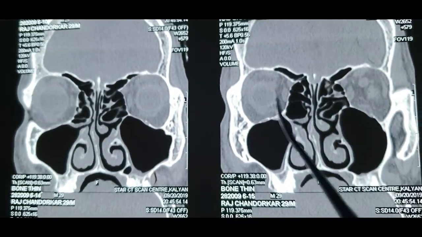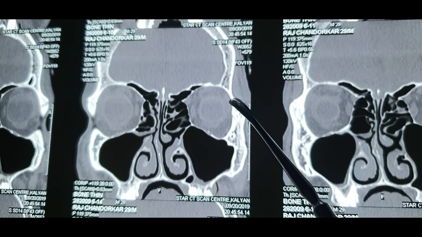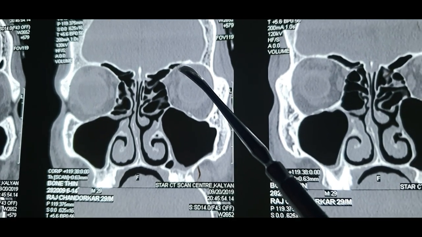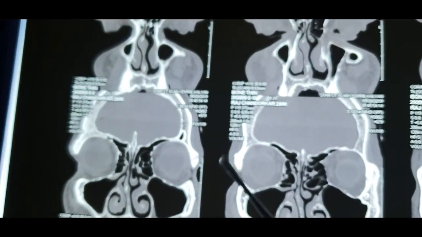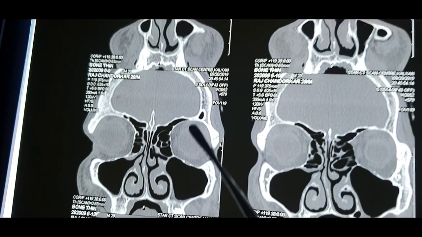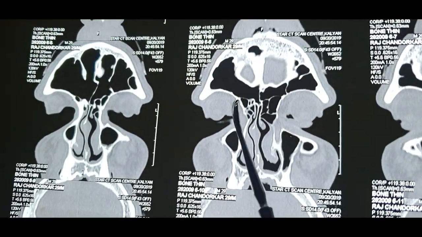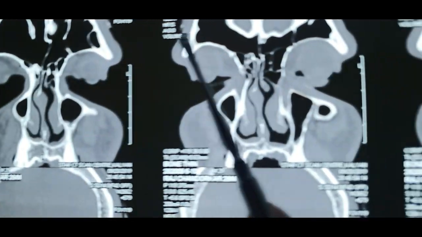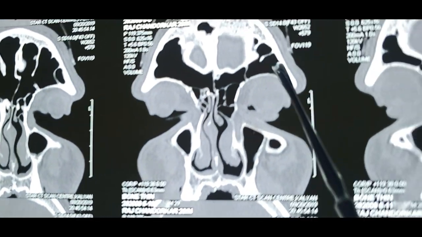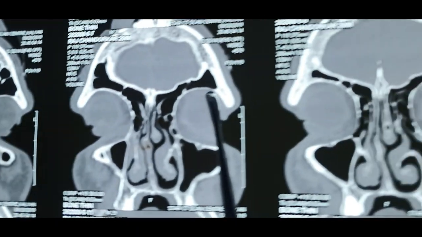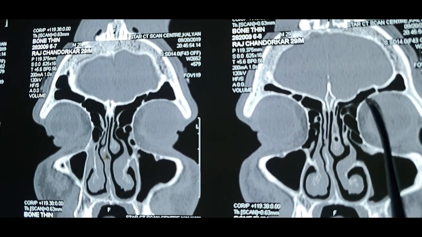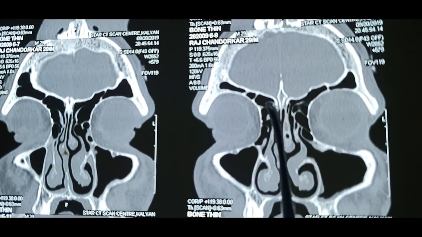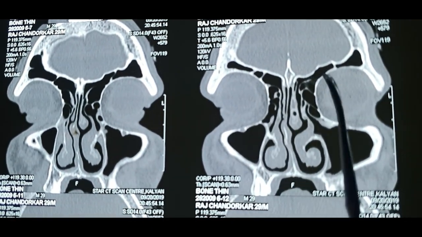The second point is the presence of the supraorbital cell, that is the supraorbital recess. As I showed you, we had a supraorbital cell. This was the most posterior part of the frontal sinus over here. This was the supraorbital cell. You keep on following the supraorbital cell. See, still the supraorbital cell is in view. It has not finished. Still there is the supraorbital cell.